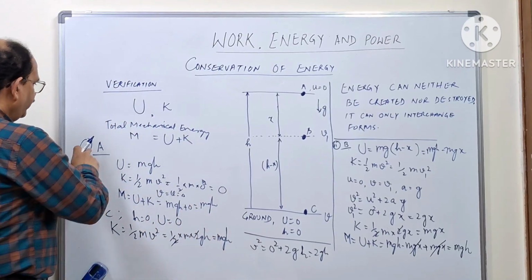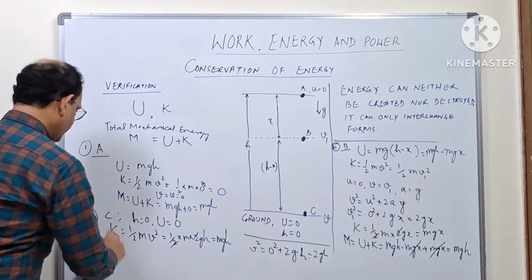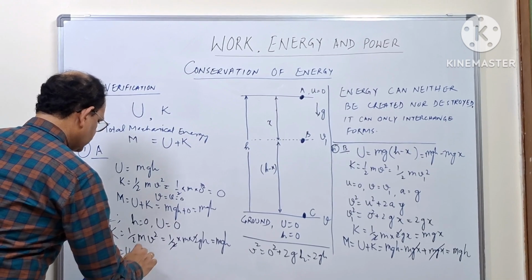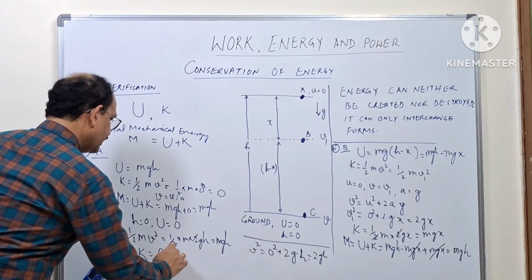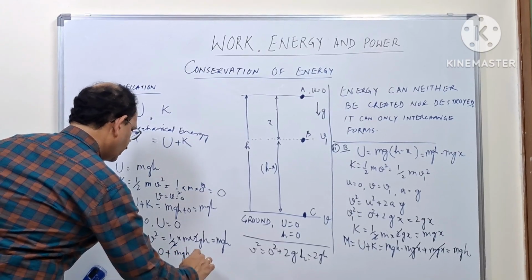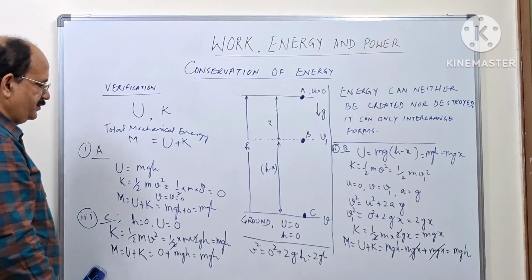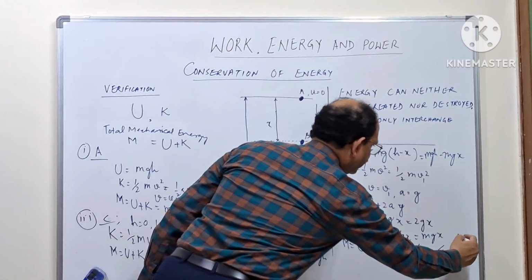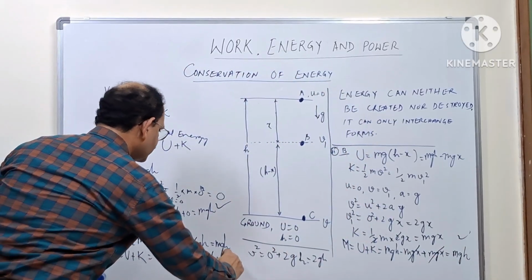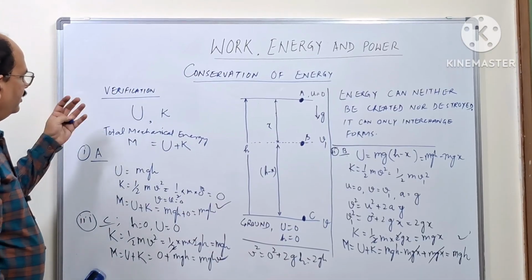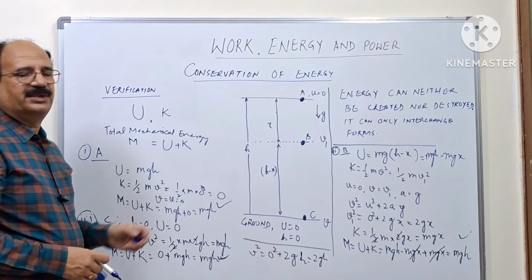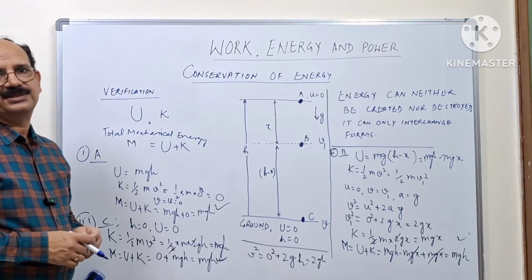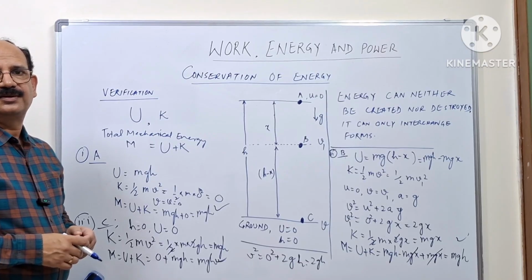So what we notice is that the total mechanical energy M will be equal to U plus K, and U is equal to 0 and K is equal to mgh, and therefore total mechanical energy becomes mgh, right? So at point A also total mechanical energy is mgh. At point B also it is mgh, and at point C also it is mgh. Therefore, the total mechanical energy of this system, that is ball and earth, is conserved. Hope you have understood with this example what is meant by conservation of energy. Thank you.